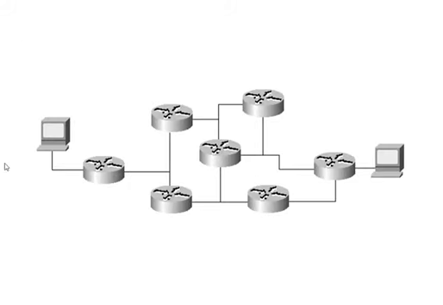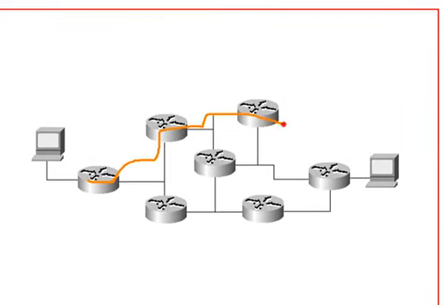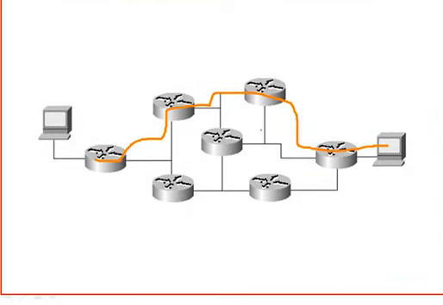Suddenly, initially this router has chosen this path as the best path. Due to any reason this path becomes down. Or, say, some new network has been added here.